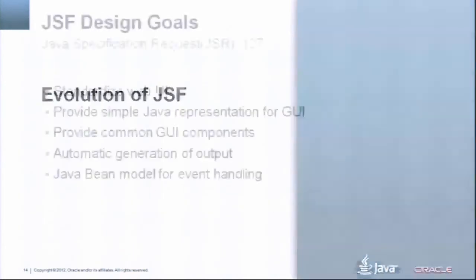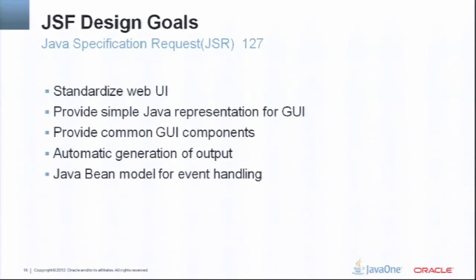Then evolution of JSF. This is important when we talk about cross-breeding of component libraries, because when JSF started, nobody talked about mixing different component libraries, because that was literally not possible at all. Now let us see what the objective was behind defining a standard like JSF and where we are currently.